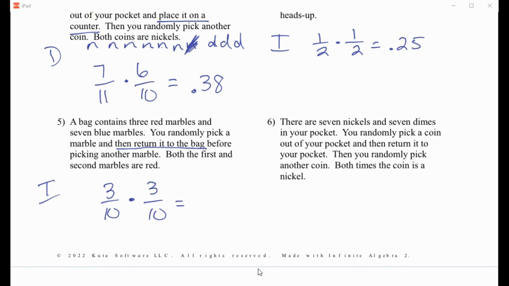So that would be about 0.09, which would be about 9%. So that is it.